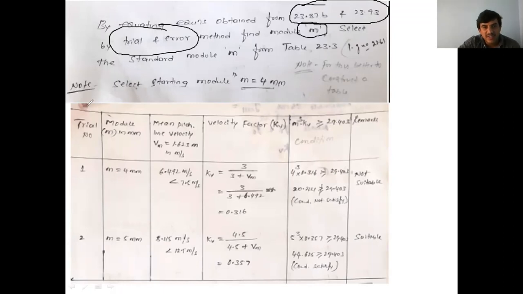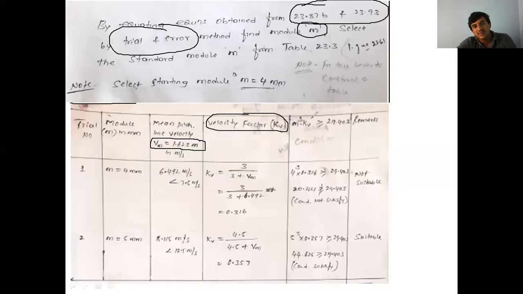Now, how do we calculate the module? It is better to construct a table. In the table, for the first trial we assume module m as 4 mm, 5 mm, 6 mm, like that. For that module, we get the mean pitch line velocity in terms of module, pi dn by 60,000, where d is unknown, that is m into z. Then based on this Vm, we determine the velocity factor. Then from the velocity factor, when we compare equations 23.87b and 23.93, we get m cube Kv, which should be greater than or equal to some value.